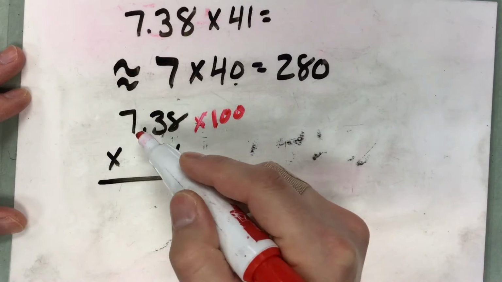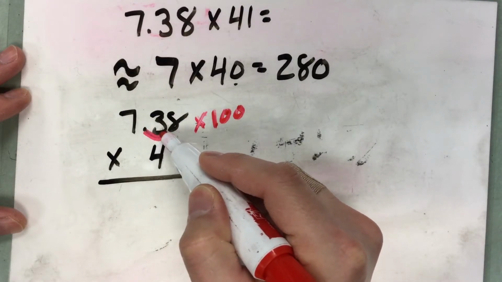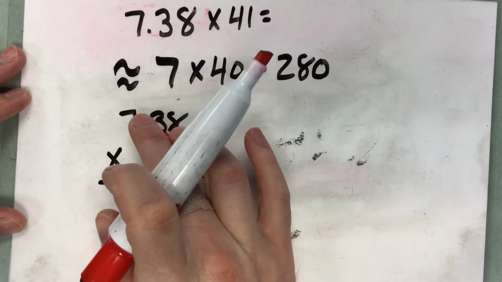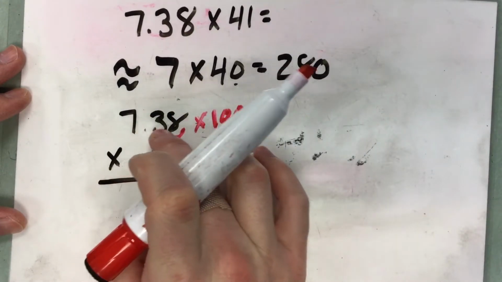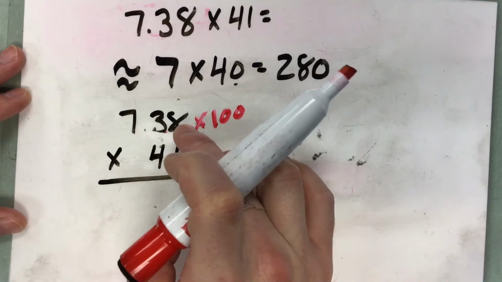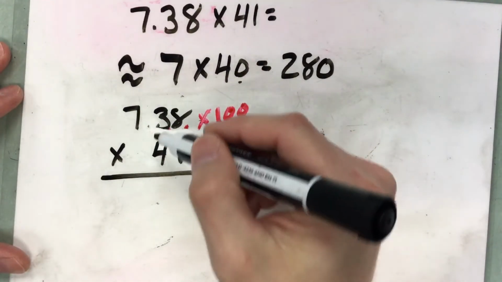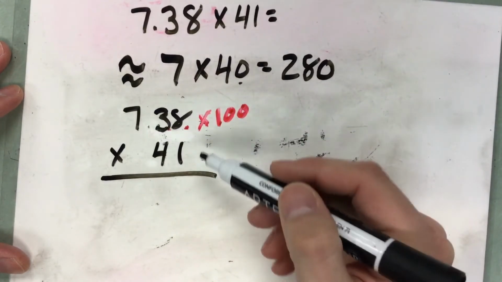So when I multiply by 100, this decimal is going to move 2 spots backwards, because all digits are shifting forward. So now, when I multiply by 100, this becomes 738 times 41. So using the standard algorithm, let's go ahead and work this problem out.